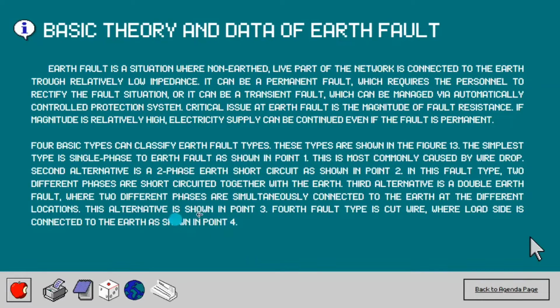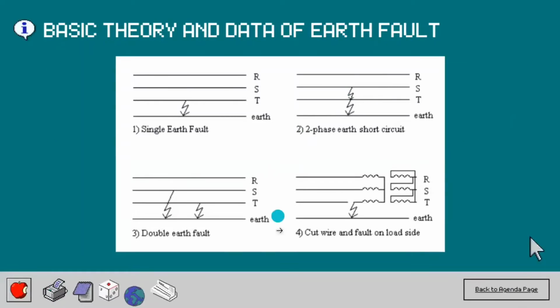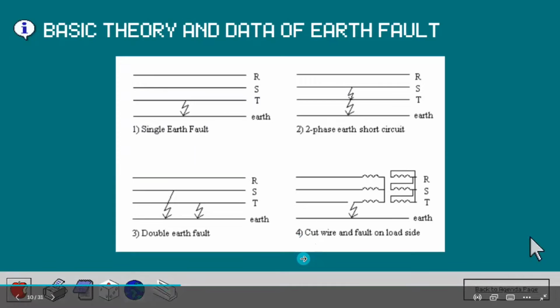And this alternative is shown in point 3. The next one is the fourth fault, which is a cut wire where the load side is connected to the earth, as shown in point 4. So, load side is connected to the earth. This is the fourth figure, which shows the cut wire and fault on the load side.